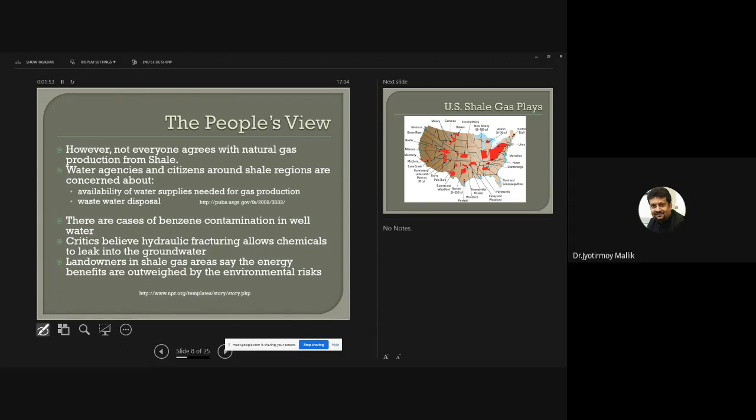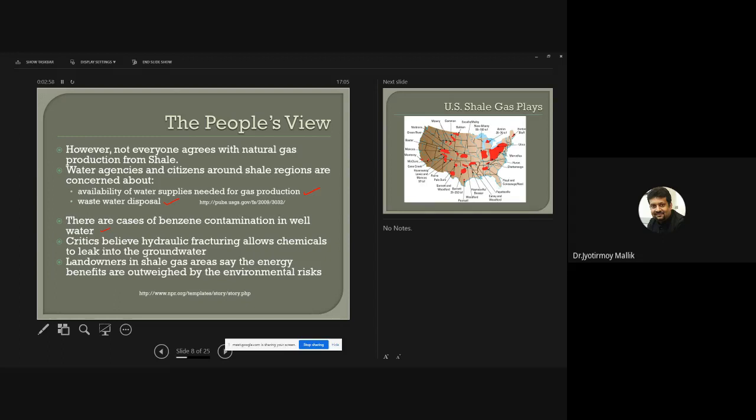Then there is wastewater disposal also. When you produce such unconventional gases, you also produce a lot of wastewater. This wastewater is generally contaminated with a lot of fines that come along with the water, essentially remains of the hydrocarbon, rock chips itself and stuff. So it becomes fairly complicated how to dispose that amount of water, because in both coal bed methane and shale gas you produce a lot of wastewater. So that becomes a concern. There are cases of benzene contaminated in well water. As I said, it's not only the fines; it's also some of the aromatics that can contaminate your well water. Critics believe that hydraulic fracturing allows chemicals to leak into the groundwater.